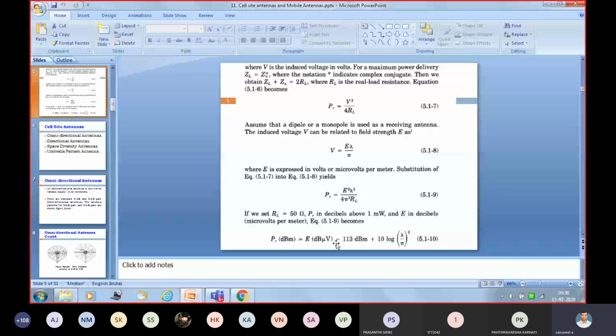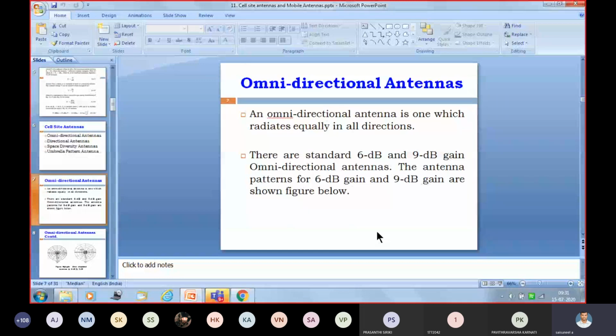First one is the omnidirectional antenna system. What is meant by an omnidirectional antenna system? An omnidirectional antenna system is nothing but one which radiates power equally in all directions. See the figure for 6 dB and 9 dB gain of the antenna. Here the first figure shows a 6 dB antenna. The second figure shows 9 dB.